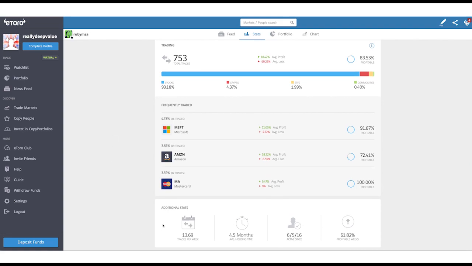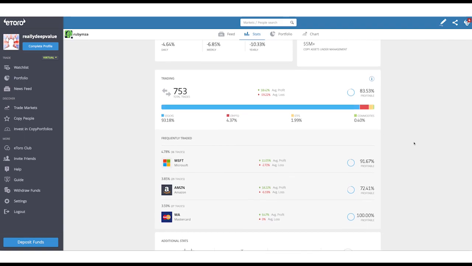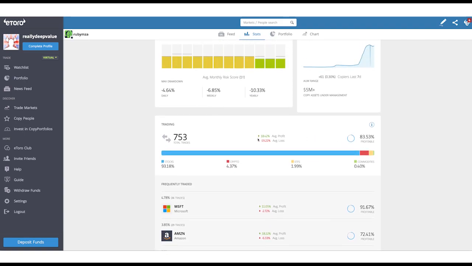And some additional stats. There's quite a lot of trading, 13 trades per week. Average hold time is 4.5 months. And been on the platform since 2016, and 61% of weeks are profitable. Average profit 18%, average loss 19%.